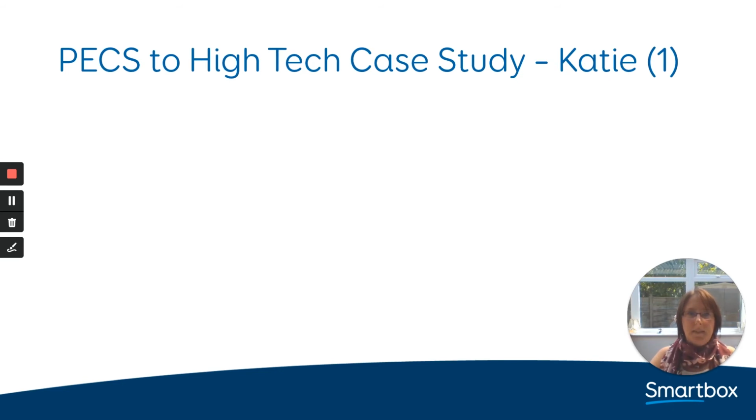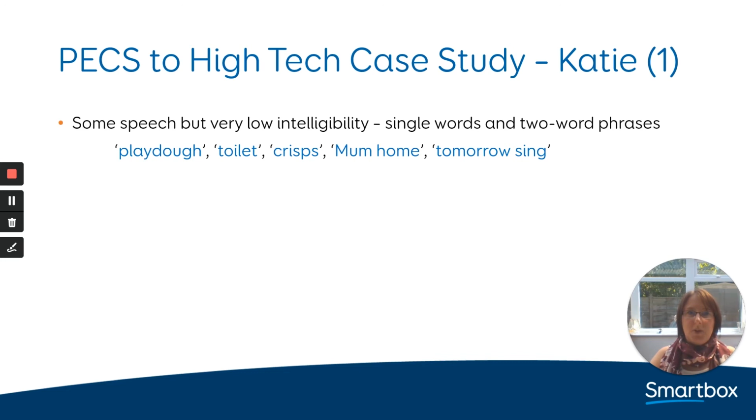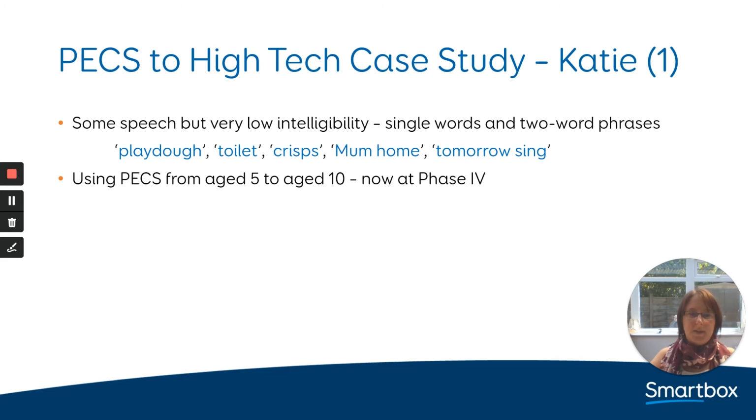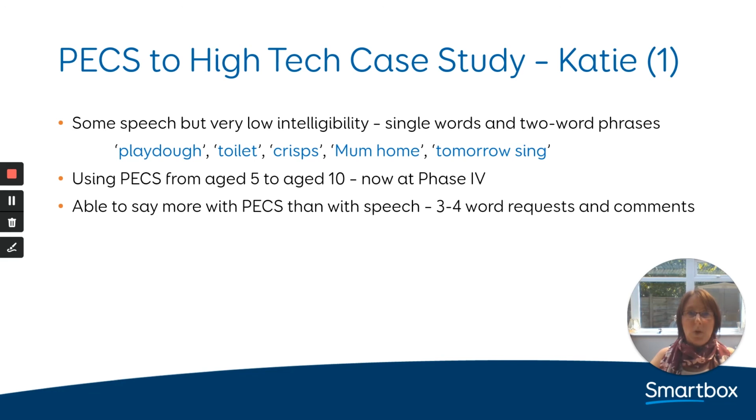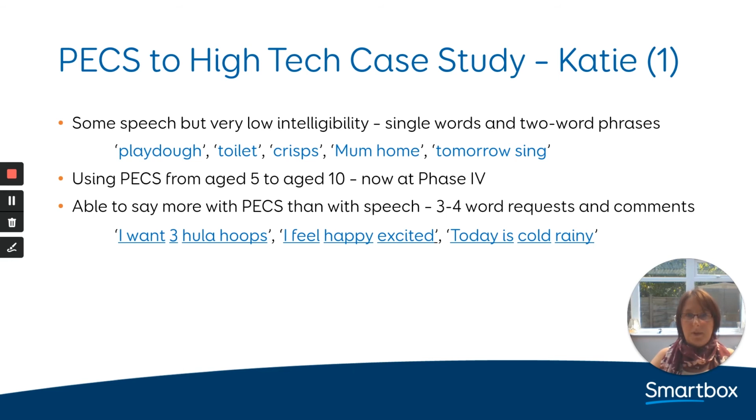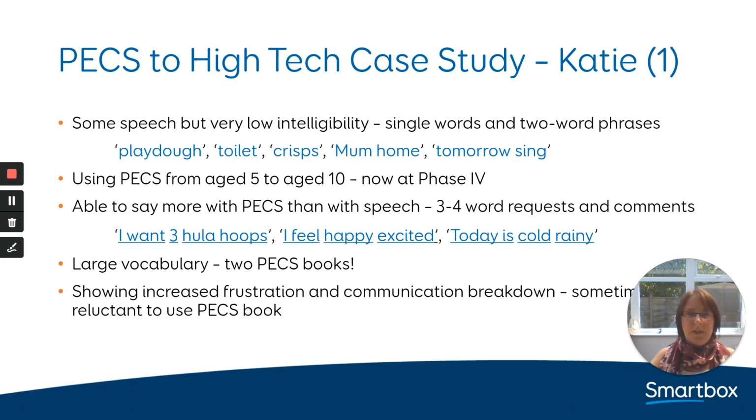So just for a case study, PECS to high tech. Katie had some speech, with very low intelligibility: single words and 2-word phrases, such as Play-Doh, toilet, crisps, mummy home, tomorrow, sing. She used PECS from age 5 to age 10 and was at stage 4. She was able to say more with PECS than with speech, so 3 to 4 word requests and commands: I want 3 hula hoops. I feel happy and excited. Today is cold and rainy. She had 2 PECS books. She was showing increased frustration and communication breakdown and was sometimes reluctant to use her PECS book.